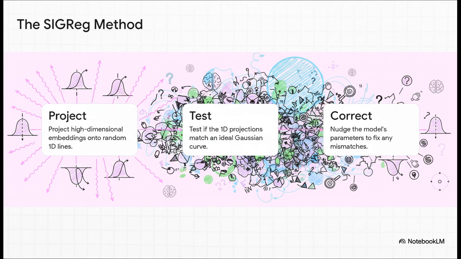It's a 3-step dance. First, you project the AI's complex map onto a bunch of random, simple lines, kind of like casting shadows on a wall. Then, you test if those shadows look like a perfect bell curve. And if they don't, step 3, you just gently correct or nudge the AI's brain until they do. You just repeat this over and over, and it literally forces the AI to build that perfect spherical library.